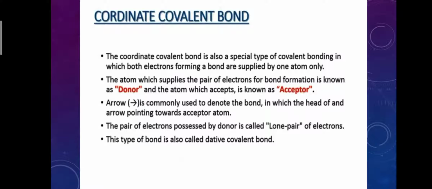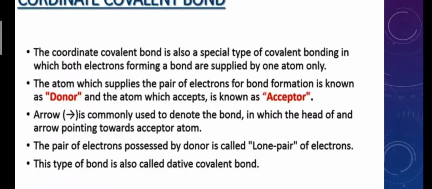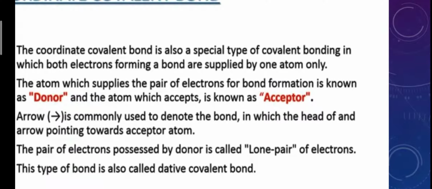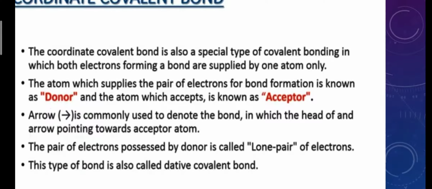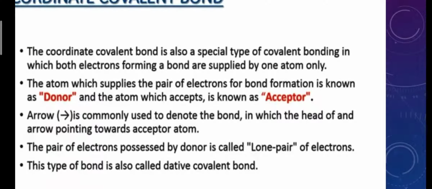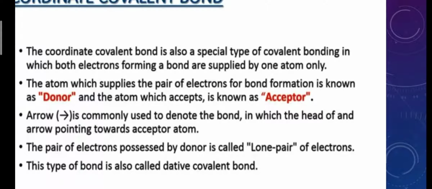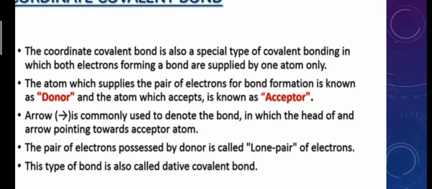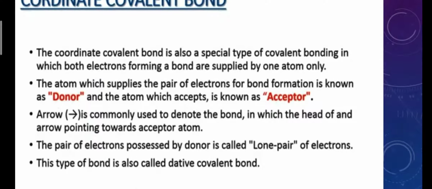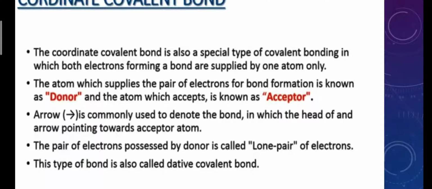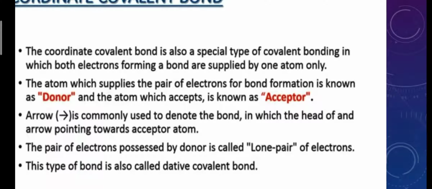Now, coordinate covalent bond. The coordinate covalent bond is also a special type of covalent bonding in which both electrons forming a bond are supplied by one atom only. The atom which supplies the pair of electrons for bond formation is known as donor, and the atom which accepts is known as acceptor.